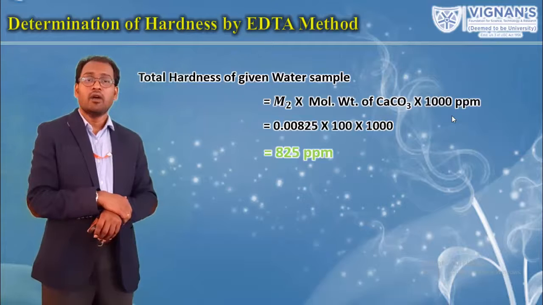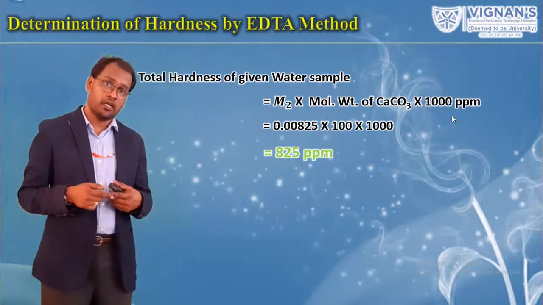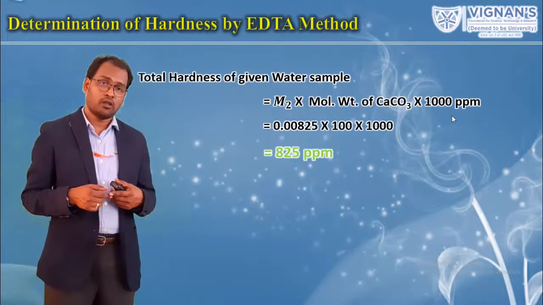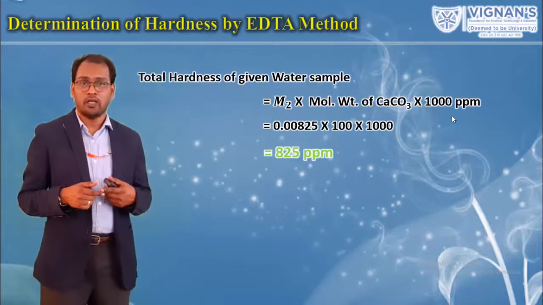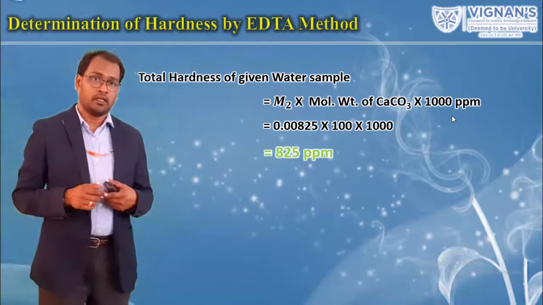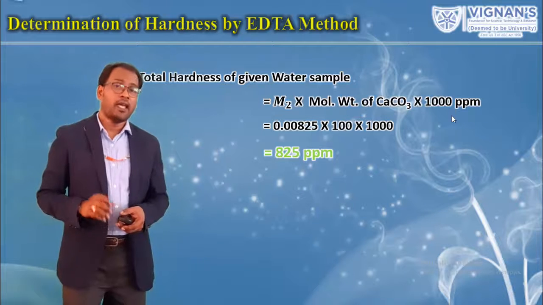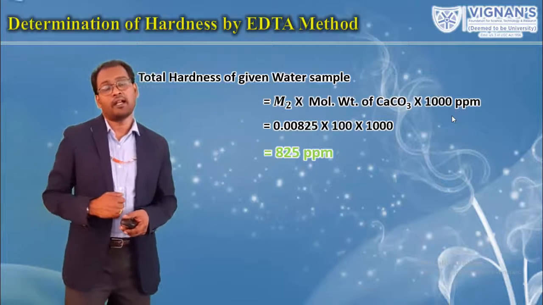So this is how we have to do this, and this has to be repeated to get a concordant value. If the values are not concordant, then you have to repeat until you get them. Once you get this concordant value, you can calculate this, and this will give you the total hardness of a sample. Right? Any idea how to measure the temporary hardness?